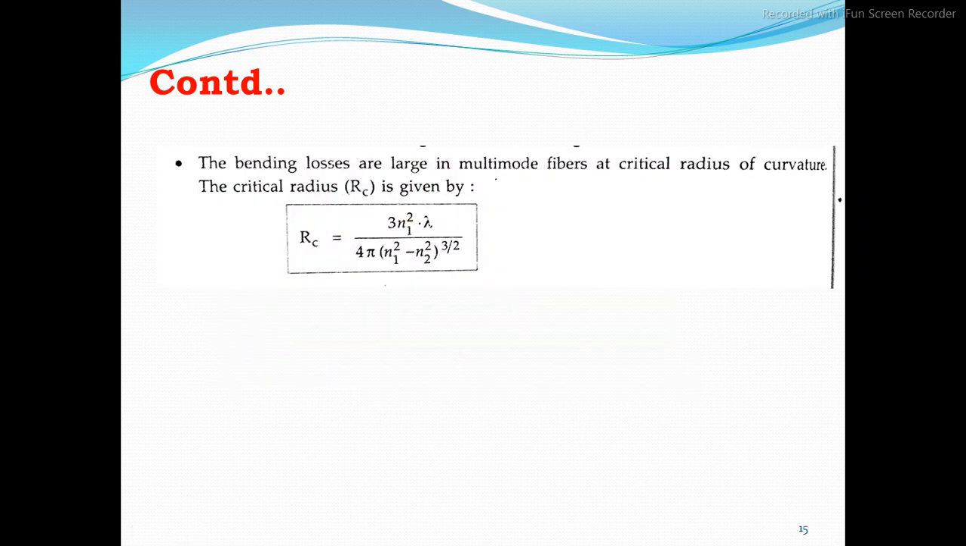So you go for the bending losses for the multi-mode case. This is the general representation: r suffix c is the critical radius, equal to 3 into n1 square into delta by lambda by 4 pi (n1 square minus n2 square) all to the power of 3 by 2, where lambda is the wavelength, n1 is the refractive index of the core region, and n2 is the refractive index of the cladding region.